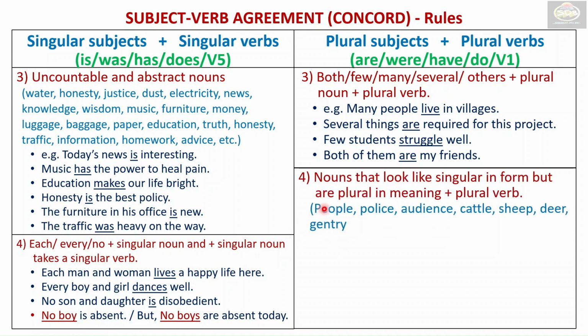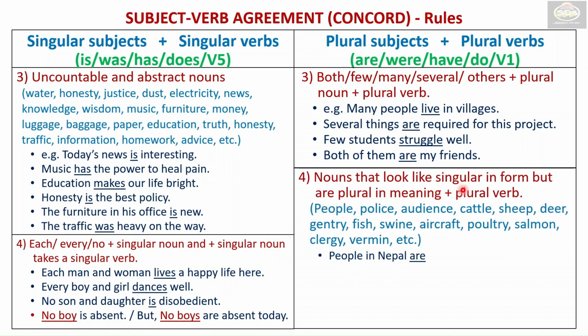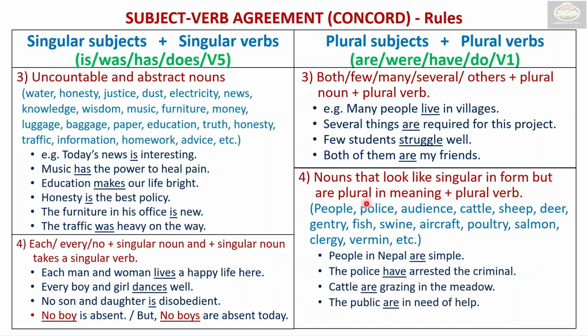Another rule: nouns that look singular in form but are plural in meaning. There are certain nouns that look singular because there is no s at the end, so they look like singular nouns, but their meaning is plural. They are plural, therefore we have to use a plural verb with them.